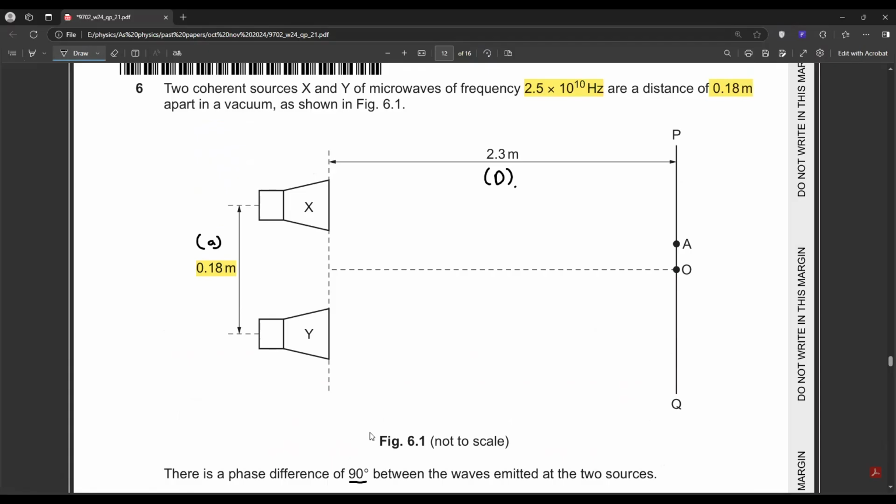So at the starting, both the sources have a phase difference of what? Pi over 2 or 90 degrees. That roughly equates to a path difference of what? Lambda over 4. At the starting, both the sources have a phase difference of pi over 2 and a path difference of lambda over 4. Simple as that.